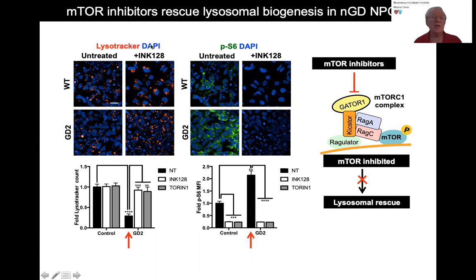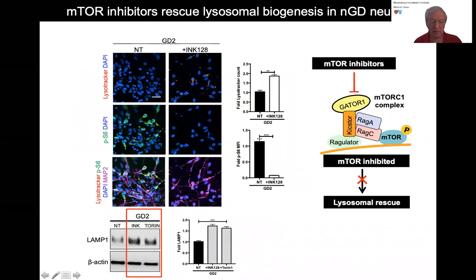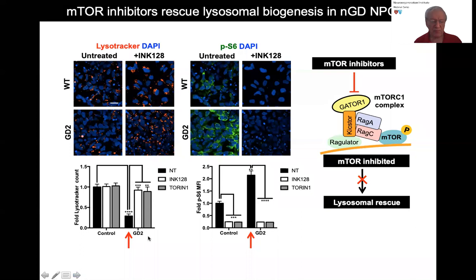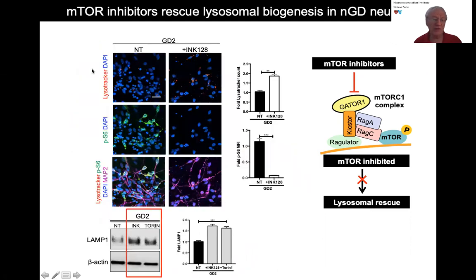And then when we inhibit mTOR with this compound called INK128, we see that we can rescue the LysoTracker staining, and here we can decrease mTOR hyperphosphorylation. So when with mTOR inhibitors, this complex is inhibited, we have lysosomal rescue. The same is true with differentiated neurons.